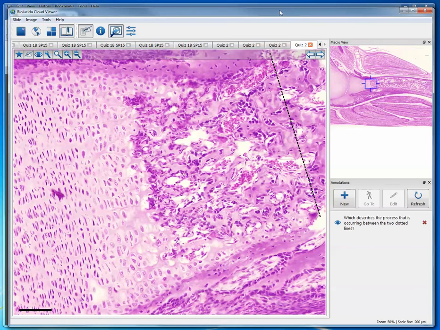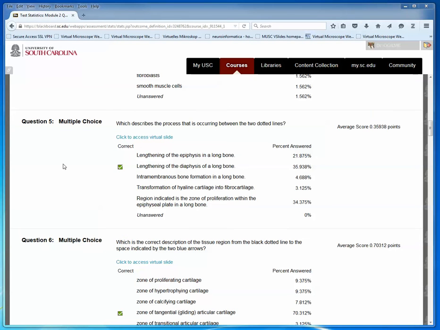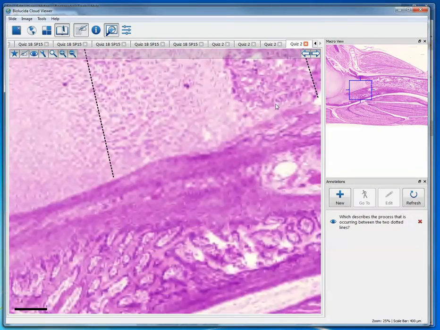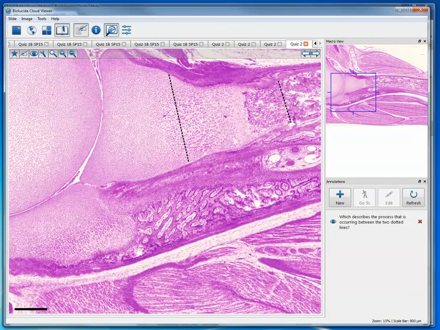So what was happening there was the lengthening of the diaphysis, and what you were looking at between those two lines is the epiphyseal plate. Epiphysis, diaphysis, epiphyseal plate, adding to the growth of a long bone in length.